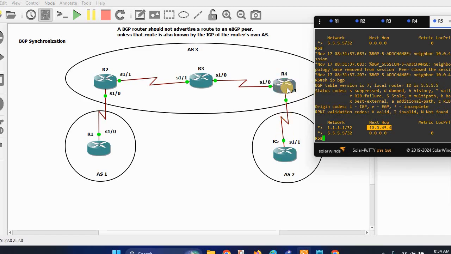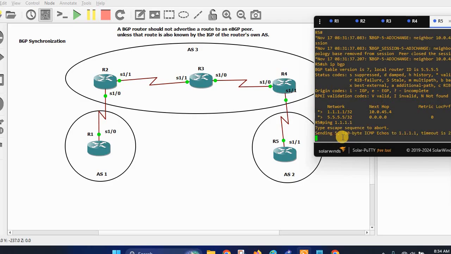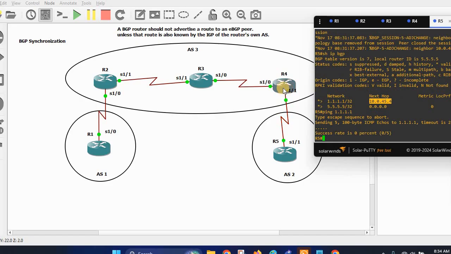Okay, after that, when a 4.5 network pings here, first I will show the ping report. It will not be able to ping 1.1.1.1. Why is it not pinging? Because of the next hop, this interface. After that, this update is sent to R1.